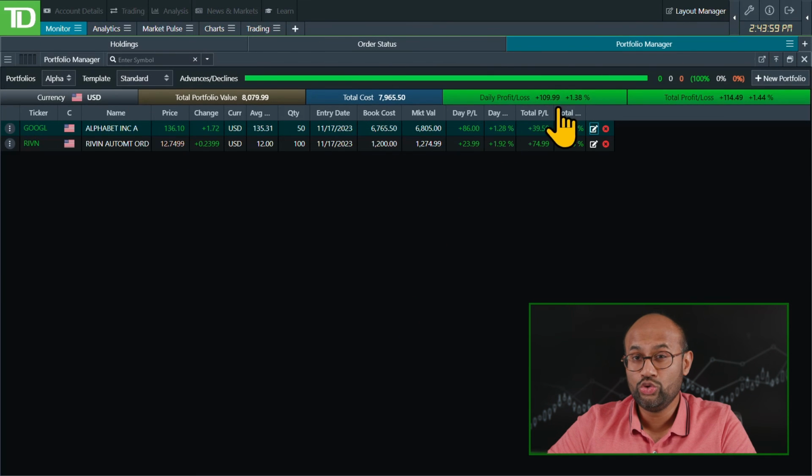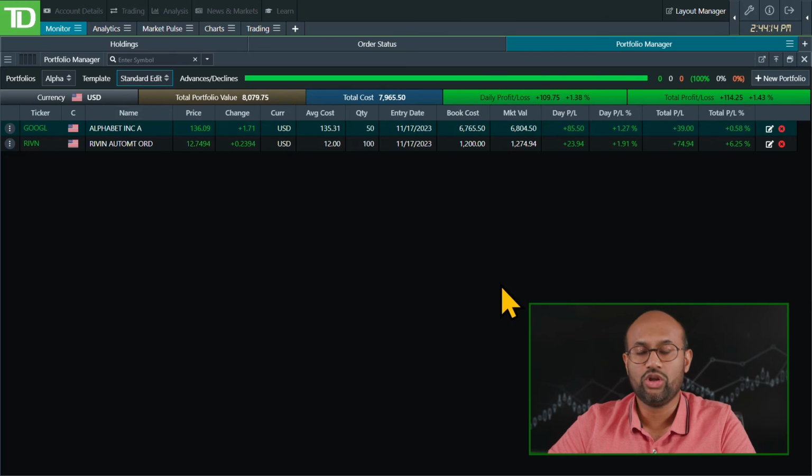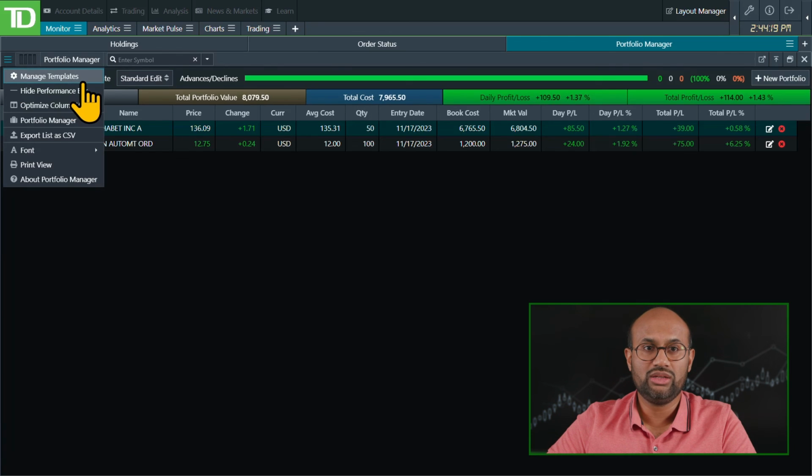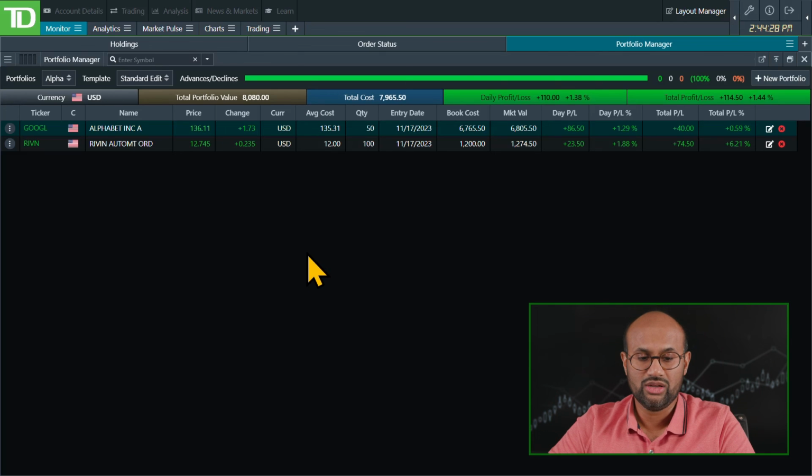Other than that, you also have the template selector available for this one. You can see the data columns that we have represented here. They can also be cycled. There's a template selector right over here. Right now, there's just standard. We've created one that's called standard edit. We've added a few more columns as part of this. So again, the process would be the same as the others. You would go to manage templates, make your adjustments, create a new template, and then add in the respective data fields that you require as part of this screen. And that's it. That's a look at the portfolio manager.